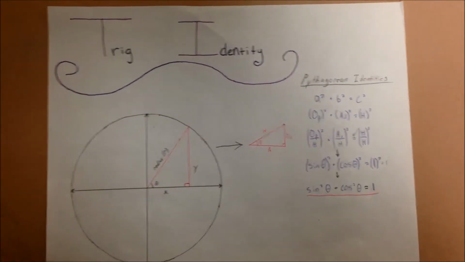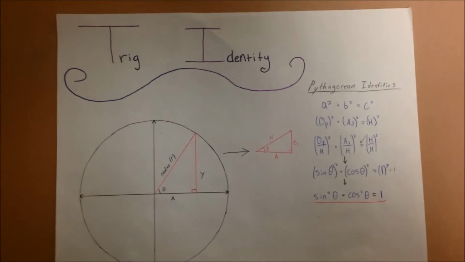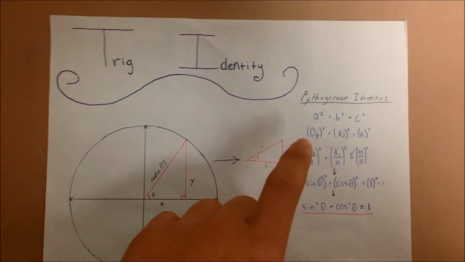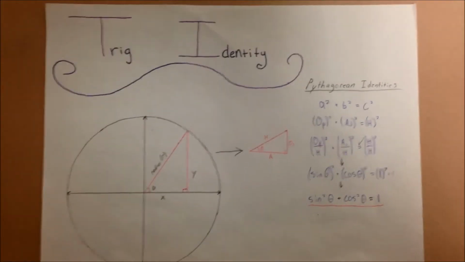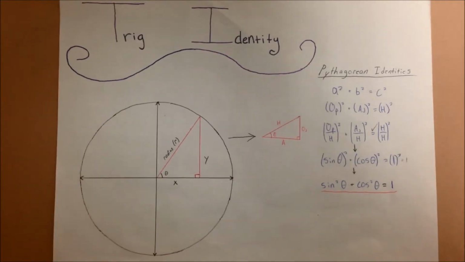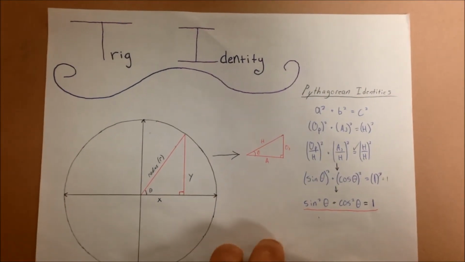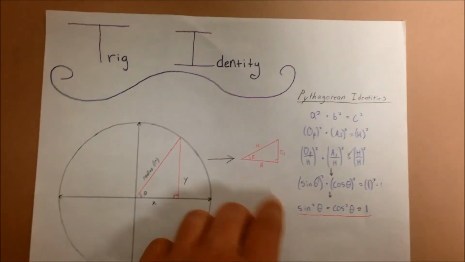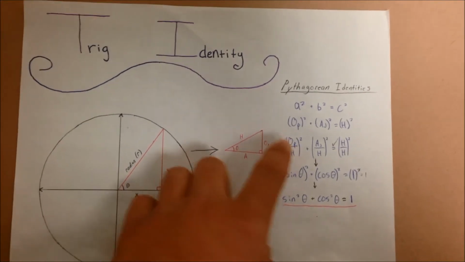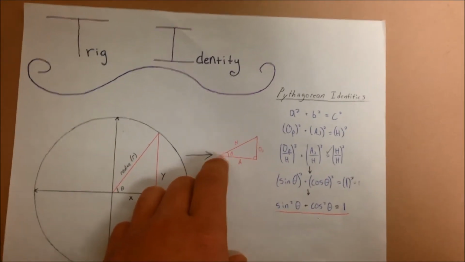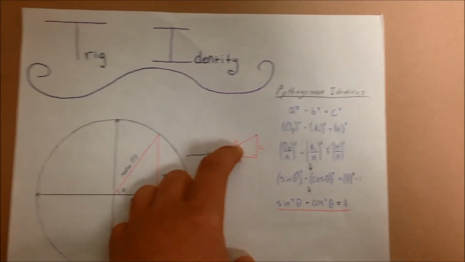Trig identity. To find the Pythagorean theorem identities, you will first start off with the Pythagorean theorem, and that would be a squared plus b squared equals c squared. And that is the same thing as opposite squared plus adjacent squared equals hypotenuse squared.